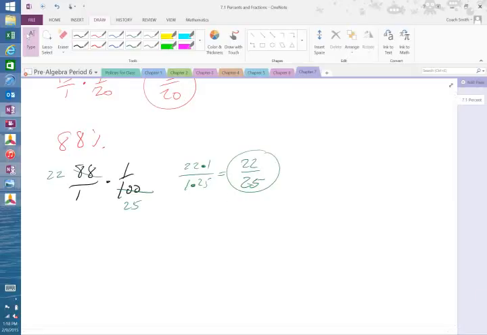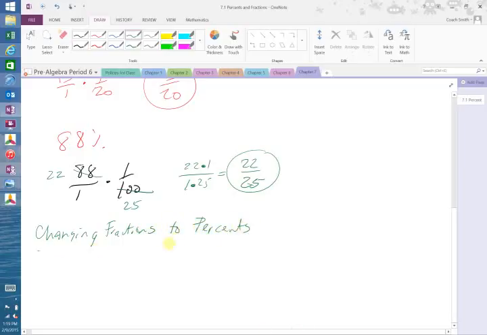So, fairly simplistic in that area. Now let's look at changing fractions to percents. Here they're going to use equivalent fractions for changing to a percent.